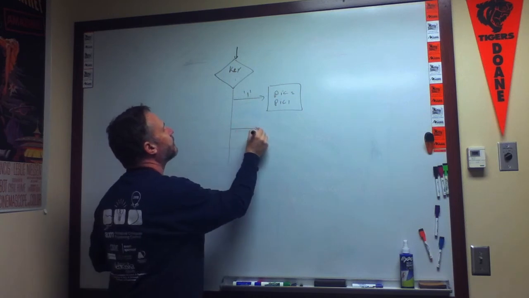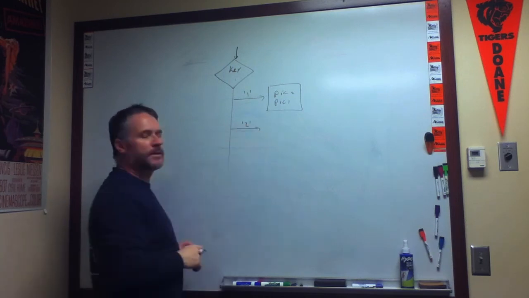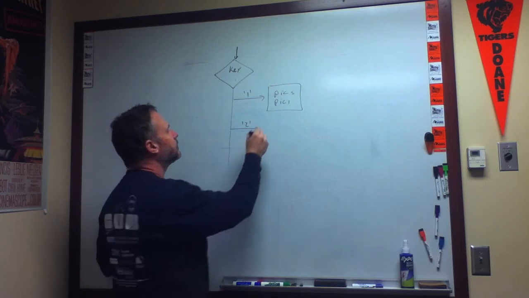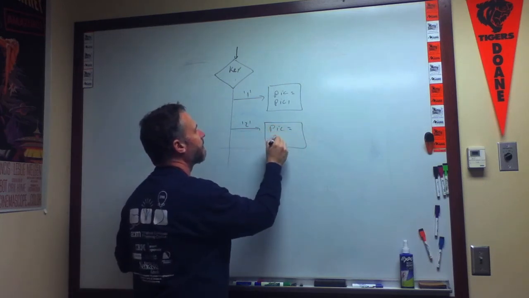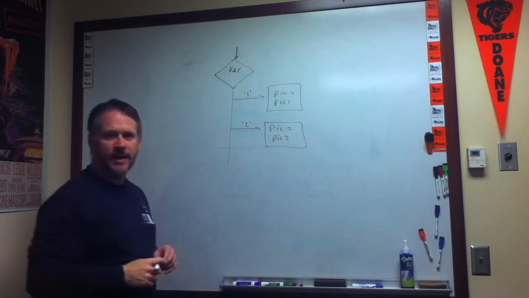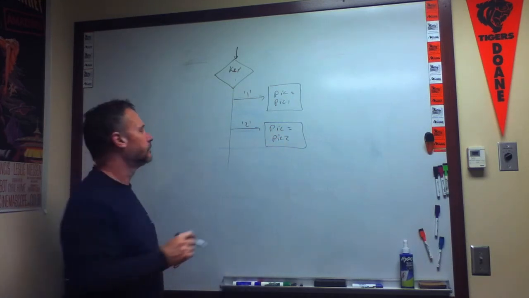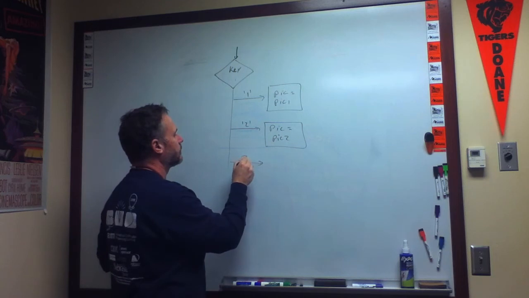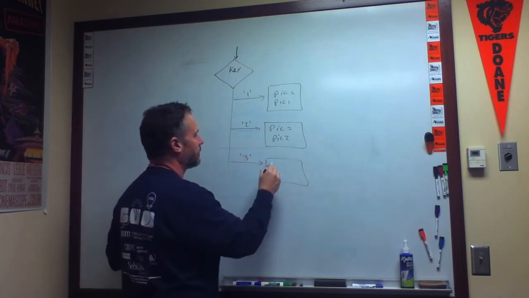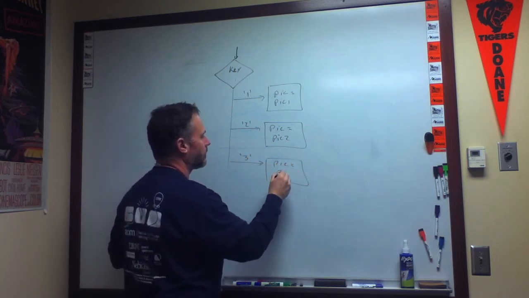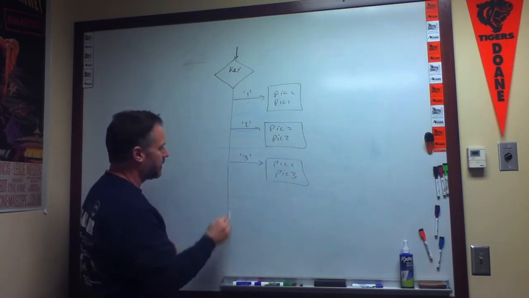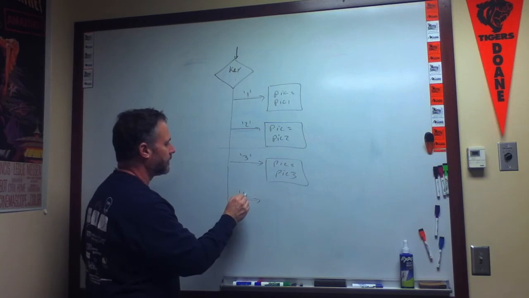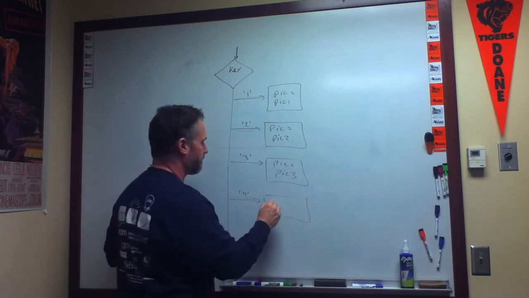If the value that they typed was 2, then I would do the same thing, except I would set my alias to refer to picture 2. Same for picture 3. And finally, for picture 4.